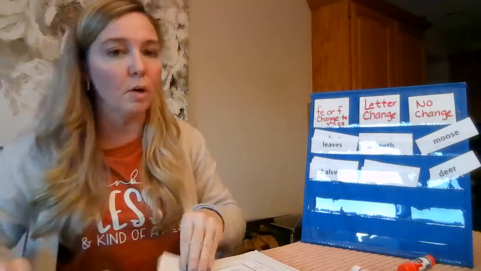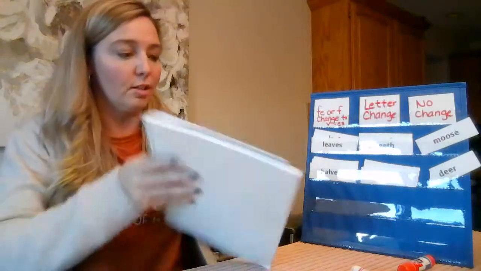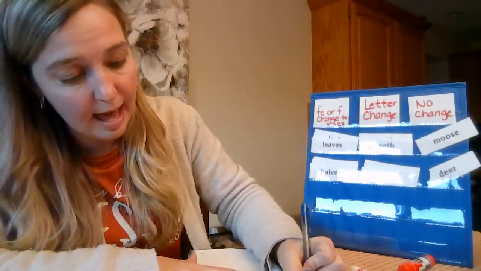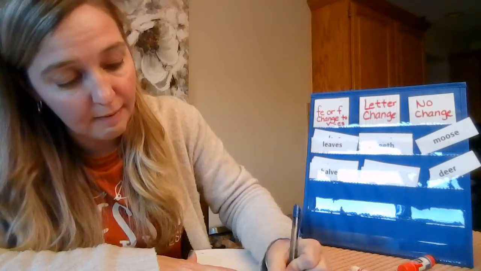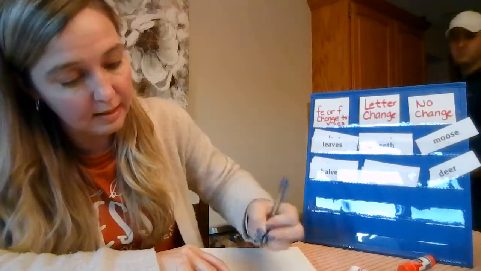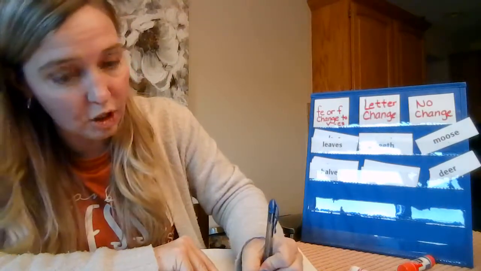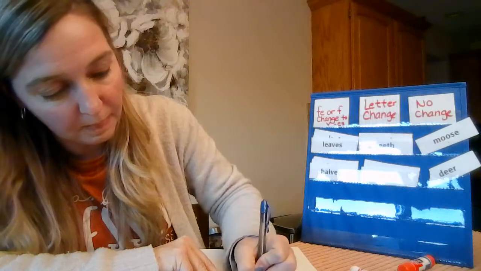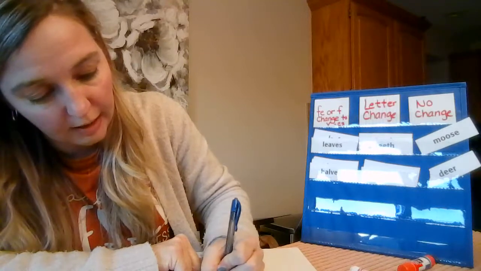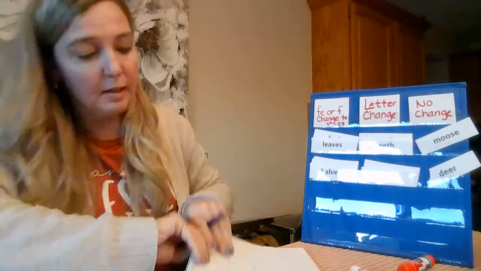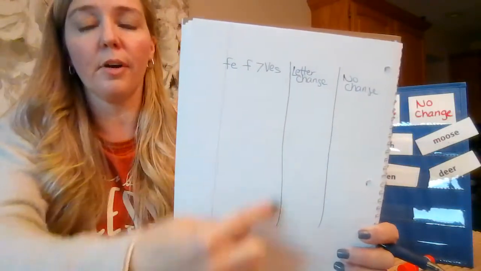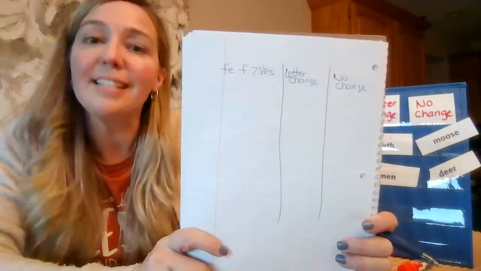So in your notebook, you are going to make your chart. So your chart will look like this. F, E, F, dropping, adding VES, letter change, and no change. Write that into your notebook. Write what you came up with or your answers. Take a picture and send it to me.